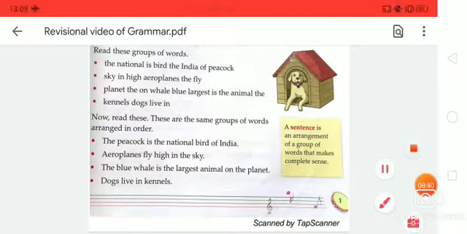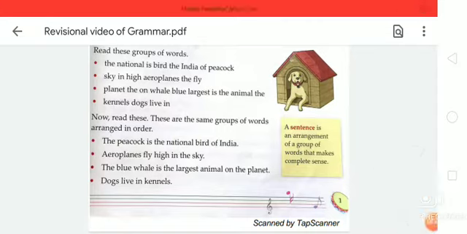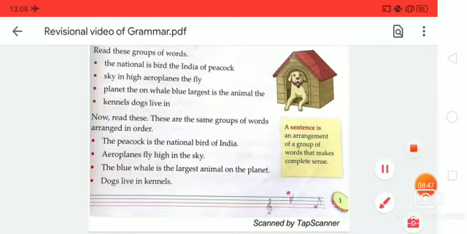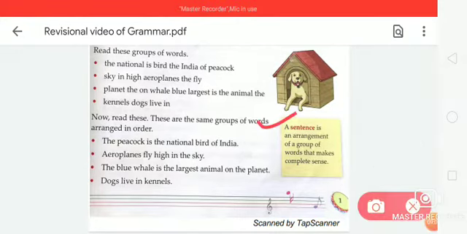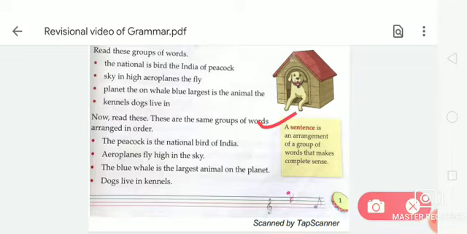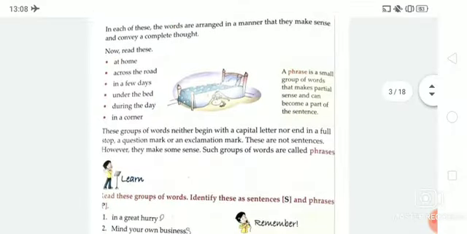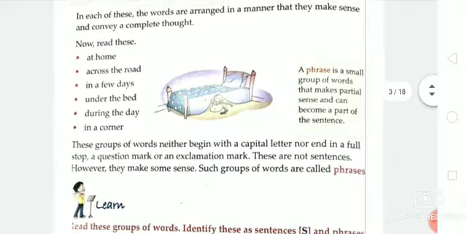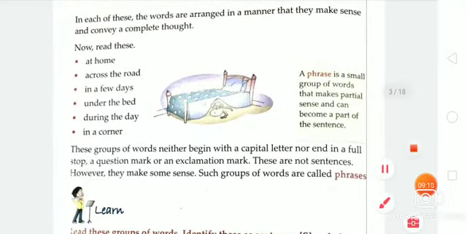Okay students, it is very important for you to learn the definition of sentence and also its kinds with the names. Students, it's your homework that you will write the definition of sentence and its kinds. First of all, you must learn that a sentence is an arrangement of a group of words that makes complete sense. And after that, we move to the next topic that is given in your book.